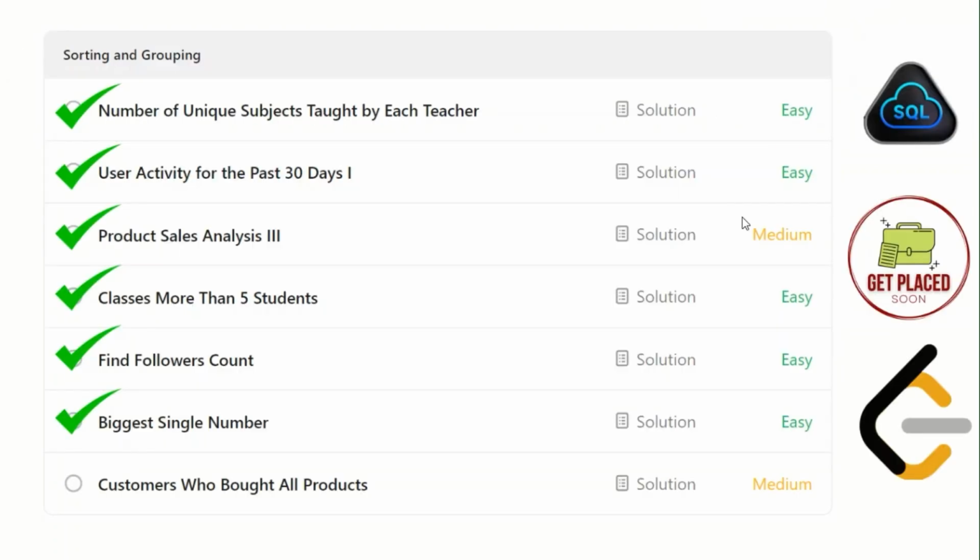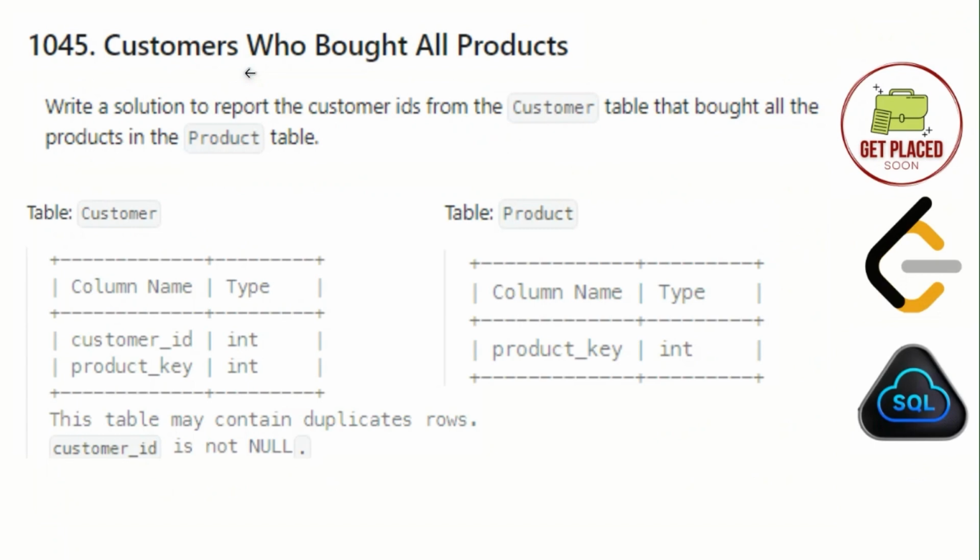Now moving ahead with the next question that we have: customers who bought all products. This is the last question under the topic sorting and grouping. In this problem, you can see there are two tables, the customer table and the product table. The product table has product_key, which is also present in the customer table, along with customer_id. Now this table may contain duplicate rows and customer_id is not null.